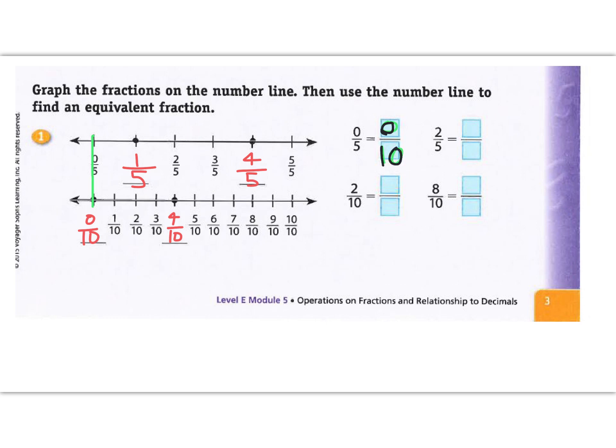If we look at 2/5, we're going to follow that line down. 2/5 is the same as 4/10. Then we have 2/10, which is right here, and then we're going to go up. We can see that's the same as 1/5. And then 8/10, again, we follow it up, is the same as 4/5. So that's how you can use a number line to find an equivalent fraction.